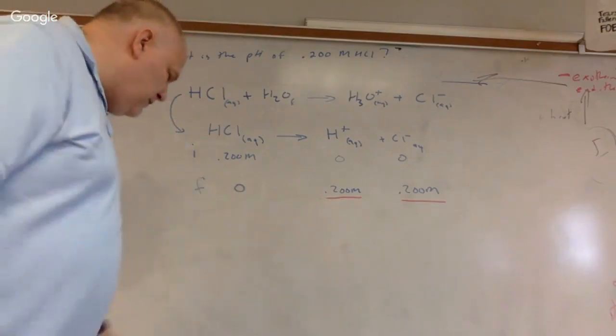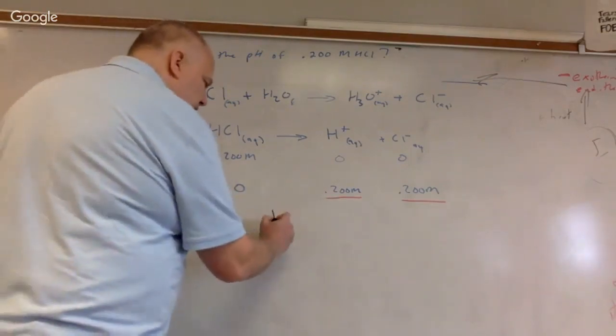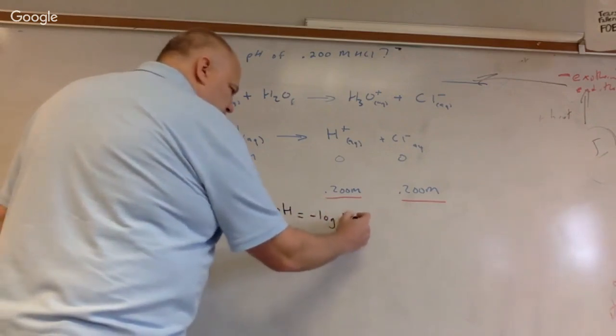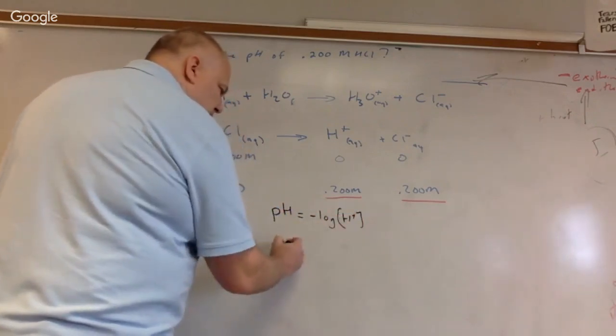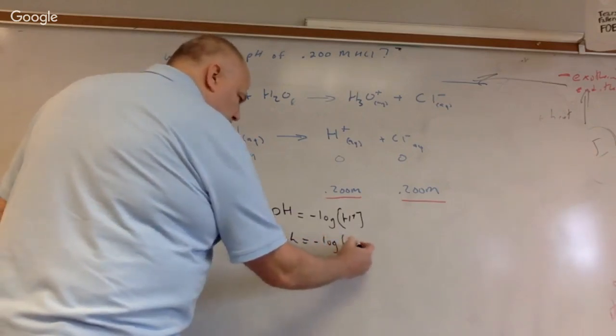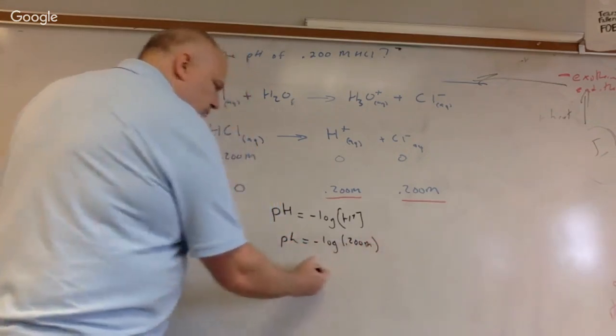So if I wanted to solve for the pH, isn't pH going to be equal to the negative log of my H plus concentration, which in this case happens to be pH equals the negative log of 0.200 molar. Can someone punch that out in their calculator?